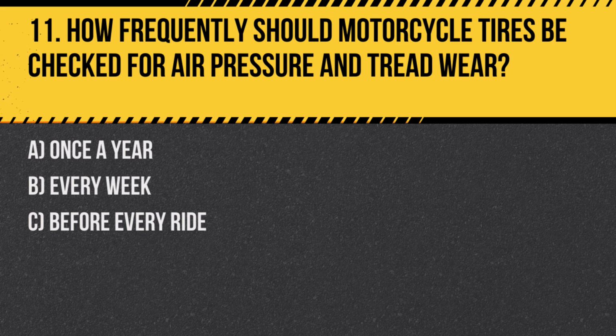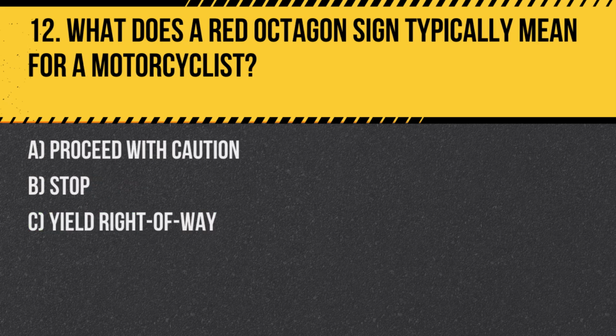A. Once a year. B. Every week. C. Before every ride. Answer: C. Before every ride, regular checks ensure that the tires maintain proper air pressure and tread for safe riding. Question 12. What does a red octagon sign typically mean for a motorcyclist?